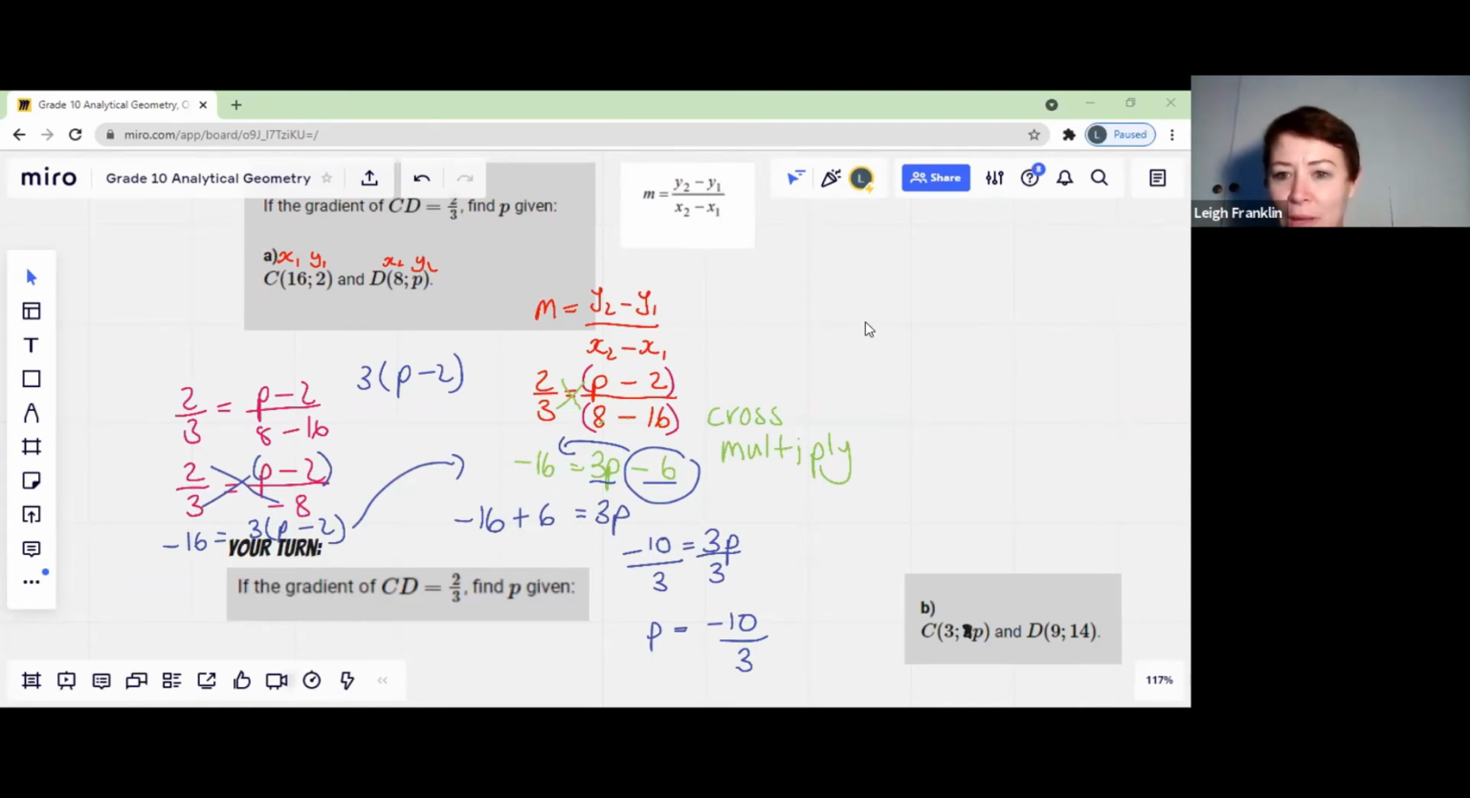That was very good. What's the number next to 3? That's a P. So at C, the coordinates are 3 and P. So here, P represents the Y coordinate at C.